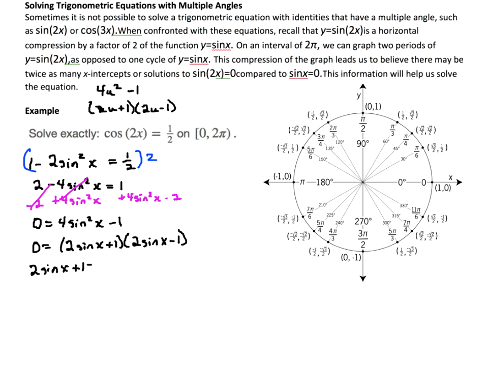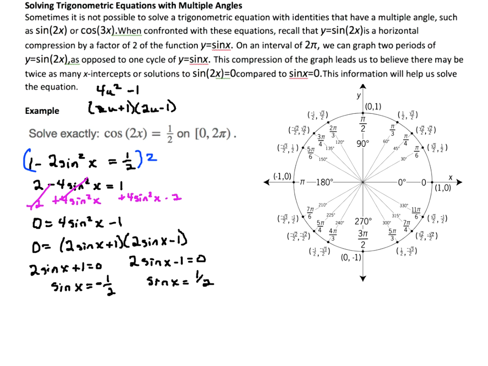2 times the sine of x plus 1 equals 0. 2 times the sine of x minus 1 equals 0. So here I get the sine of x is equal to, I subtract 1 and then divide by 2. That's negative 1/2. Over here, I'm going to add 1 and divide by 2. So the sine of x is equal to positive 1/2.